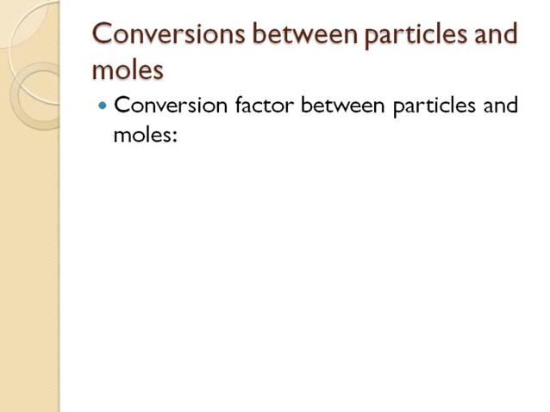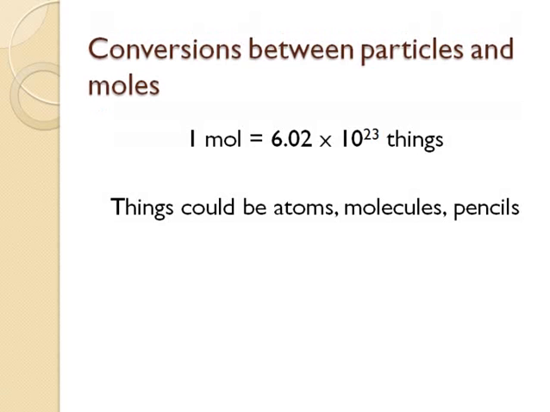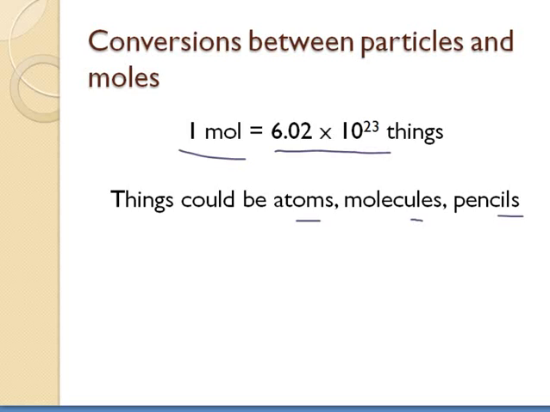Alright, and we can also use a conversion factor between particles and moles, because our conversion factor is 1 mole of anything is 6.02 times 10 to the 23rd things. Things can be atoms or molecules or pencils, just like I can have a dozen atoms, a dozen molecules, or a dozen pencils. It's not real practical to count pencils using moles, but it is practical to use moles to count atoms and molecules. So let's look at an example.